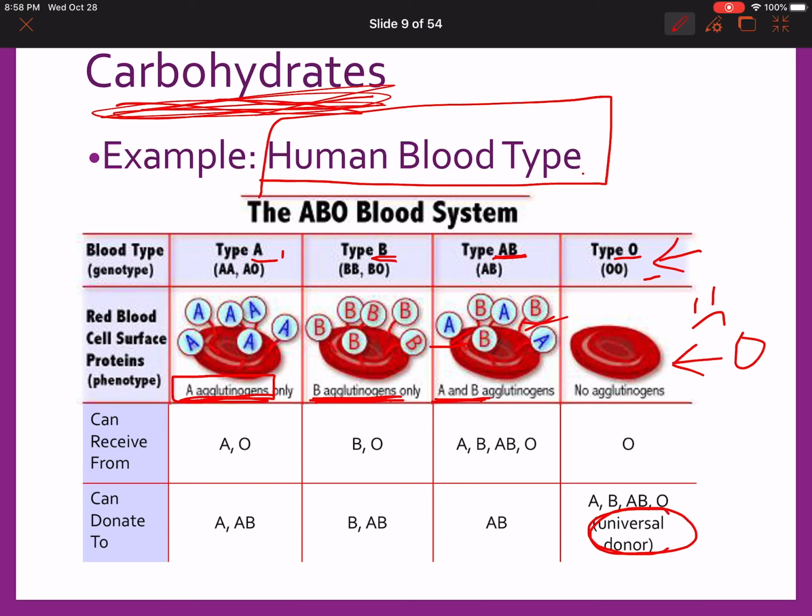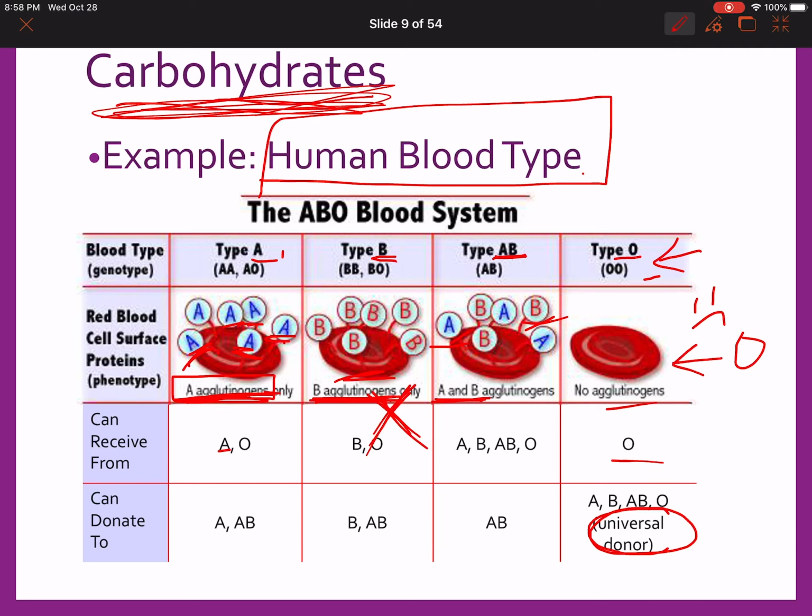If you're type A, right, your immune system is used to seeing these A carbohydrates and goes, oh, A, you belong here. Keep going. Happy, happy. If it sees any B carbohydrates, attack, kill, and destroy. Because those are foreign. Never seen them before. They do not belong. So type A people cannot receive type B blood. It doesn't go well. But O doesn't have any carbs. So the immune system ignores it.